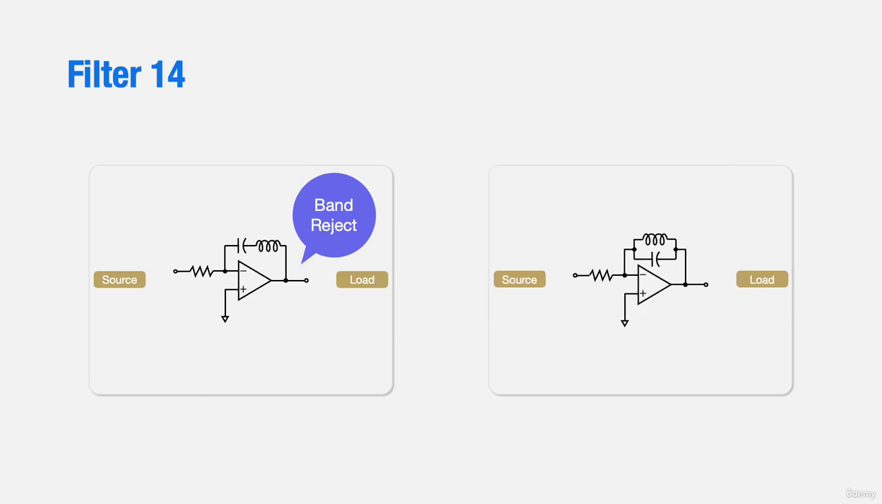Now let's focus on the circuit on the right with a parallel LC circuit on the feedback path. What type of filter does this circuit represent? This circuit functions as a bandpass filter since the return path behaves as an open circuit at its resonant frequency, making it more difficult for signals near F0 to be cancelled out by the amplifier at the input. As a result, this circuit is a bandpass filter.